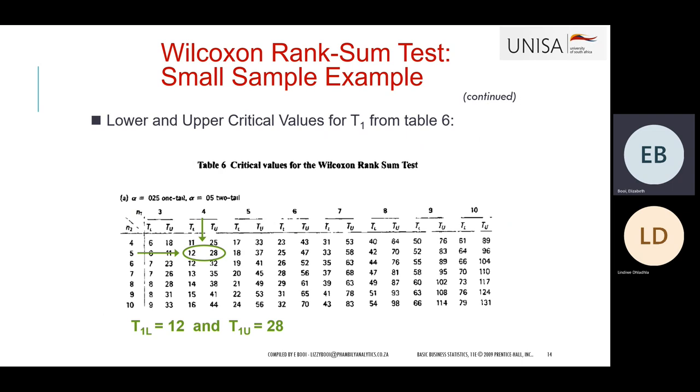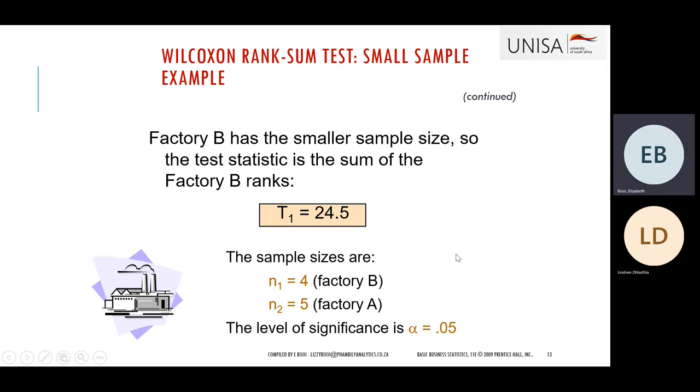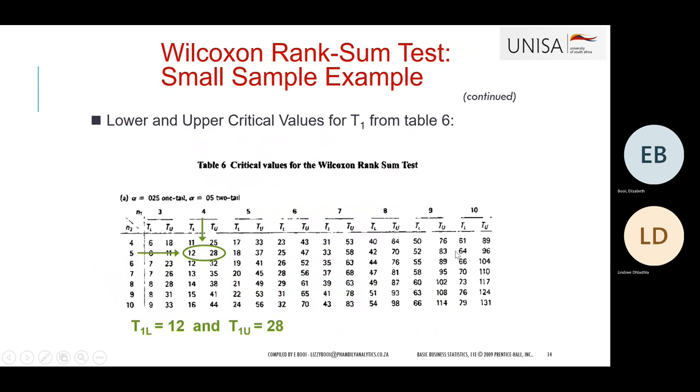For our critical value, we use our alpha and the N values. Our alpha value was 0.05. The table is broken down into one-tail and two-tail alpha values. This is the one-tail 0.025 and the two-tail 0.05. Because we're testing equality, we're doing a two-tail test, so we go to the two-tail alpha value of 0.05.